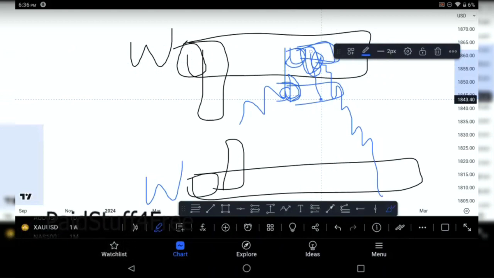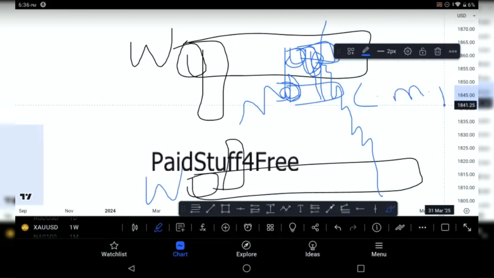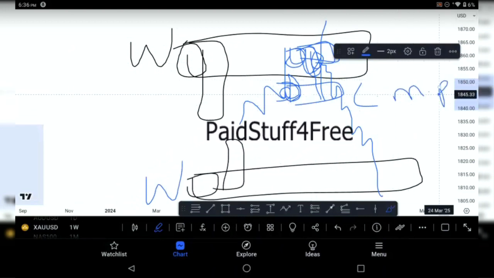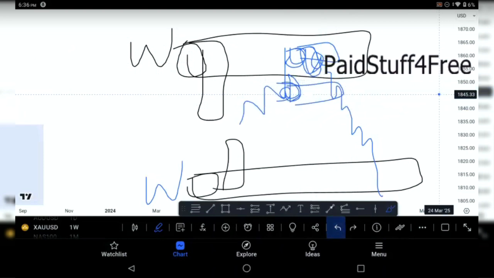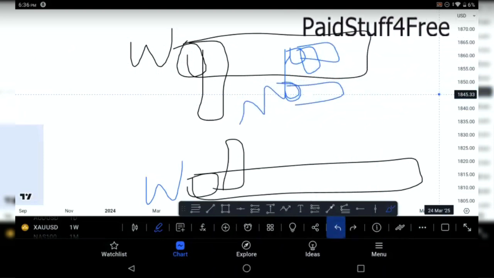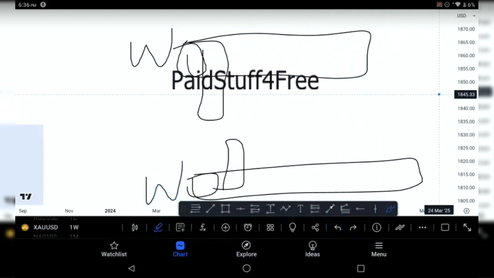Now, in this situation, you focus on buying, focus on CMP, current market price, because that's where the market is right now. Focus on buying current market price. Do you guys understand?